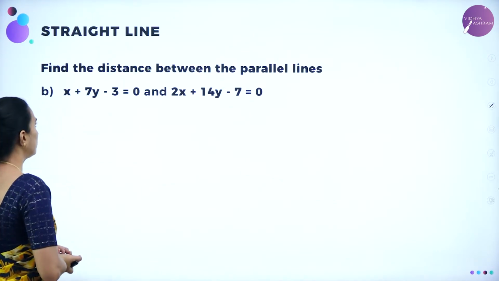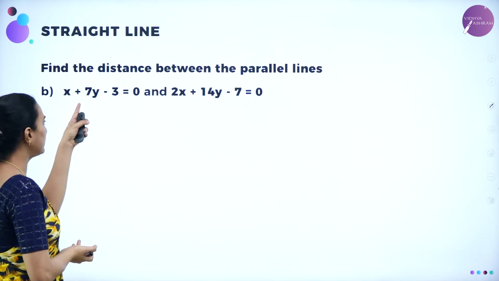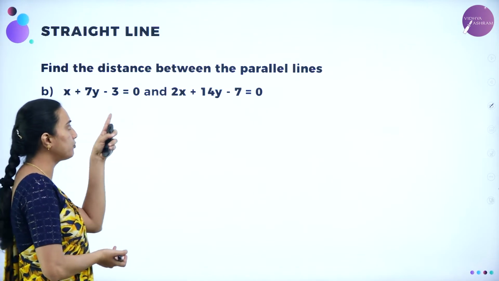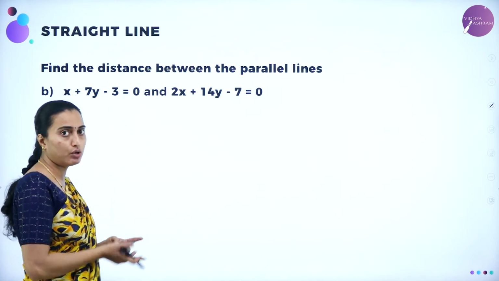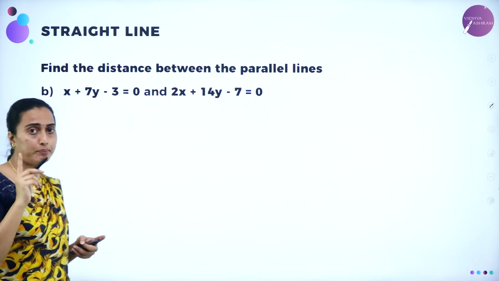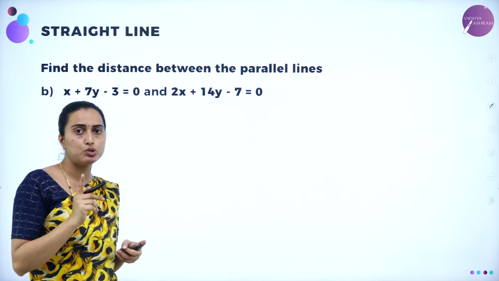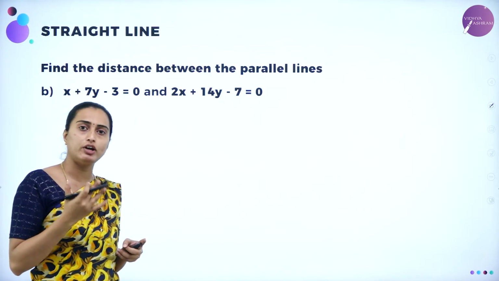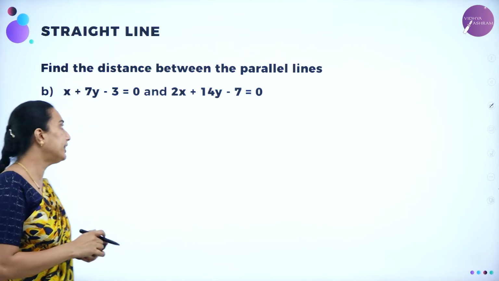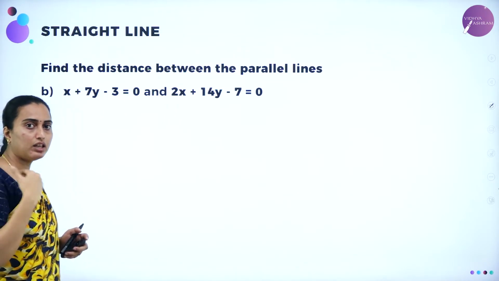Yes, what they have asked. Find the distance between the parallel lines x plus 7y minus 3 equal to 0 and 2x plus 14y minus 7 equal to 0. Dears, you need to observe that the coefficient of x and the coefficient of y must be equal. If they are not equal, you are going to multiply or divide any one equation by a constant to equate them. Either you can divide this by 2 or you can multiply this by 2. Anything you can do.